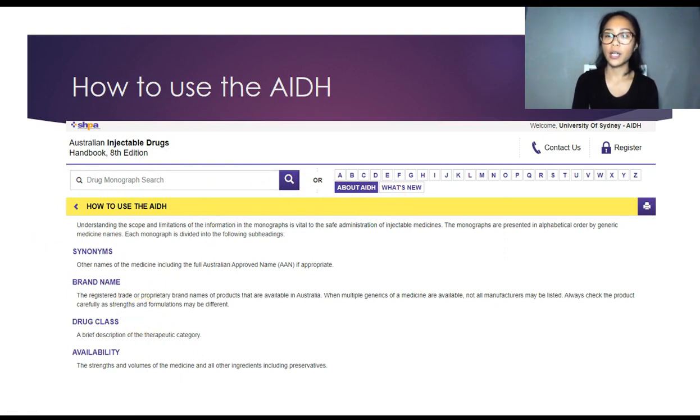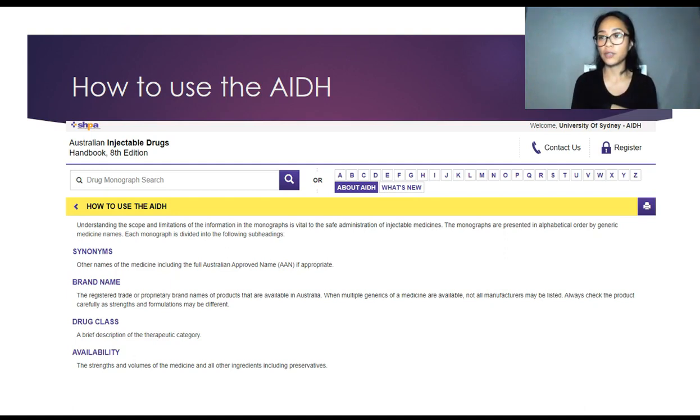Once you find your medication, you search for it, it will give you the synonyms, so other names of the medicine, including the full Australian approved name. It will give you the brand name, so remember that there's differences in brand name and trade name or generic name. So you have the brand name or the generic name.